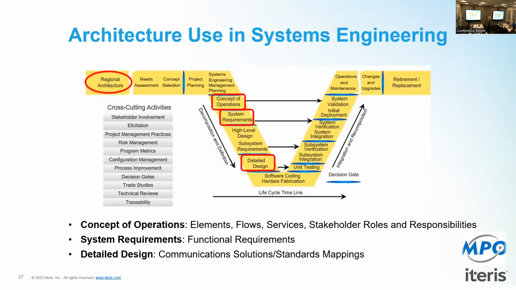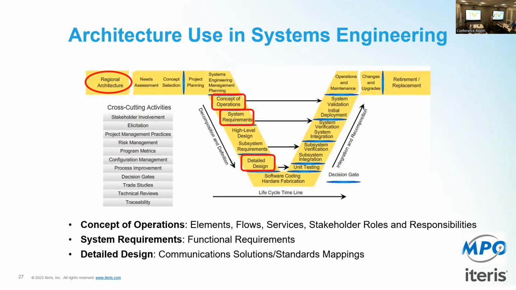Now, no system engineering conversation could be complete without a V diagram for system engineering. This is the system engineering V diagram. If you're not familiar with it, it's the process you follow for developing any system. Architecture hangs out on the front end of this. Okay, it's out there. It's a reference.